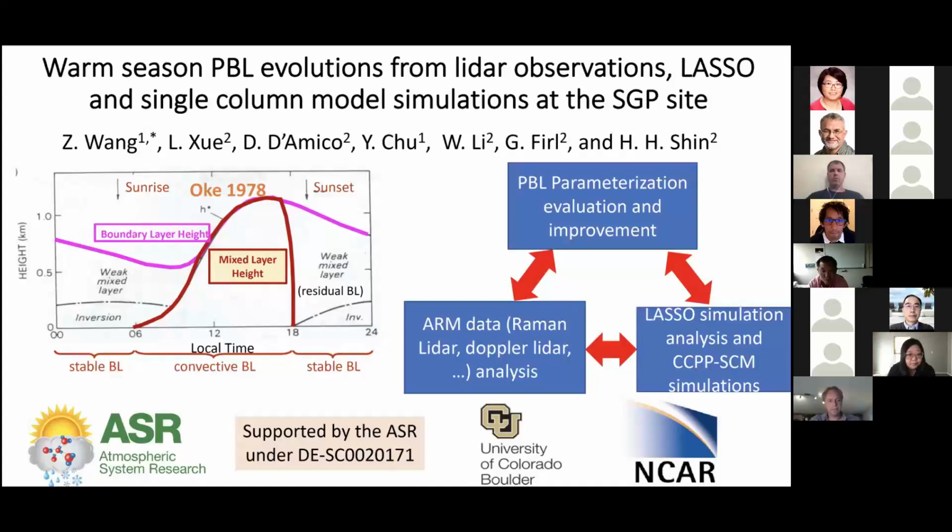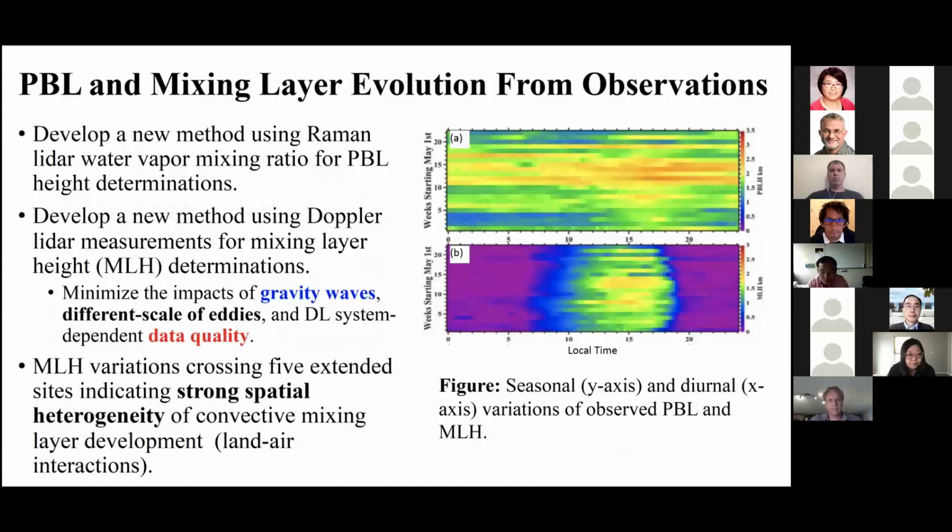Next, please. Now this summarizes our effort to get the best, most reliable PBL and mixed layer evolution on longer time scales. So what is this figure showing you? The x-axis is local time, right? The y-axis shows the seasonal variation.